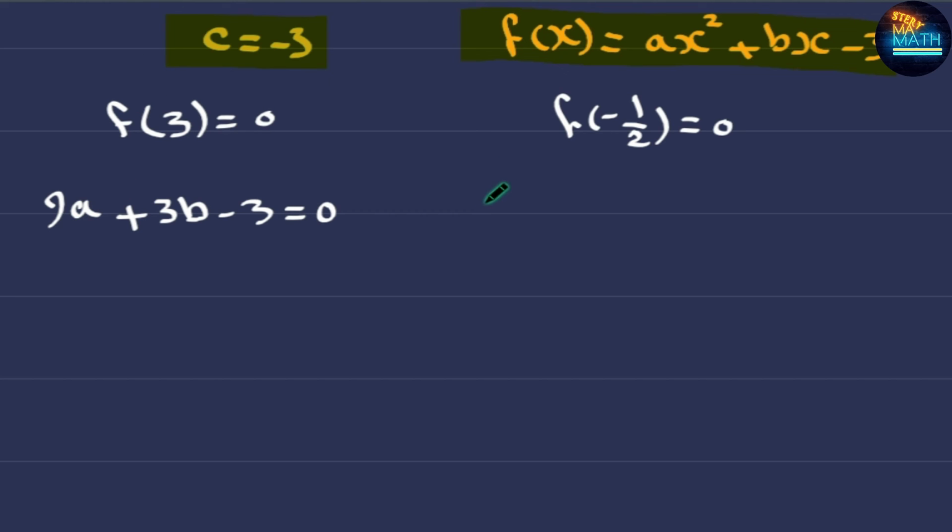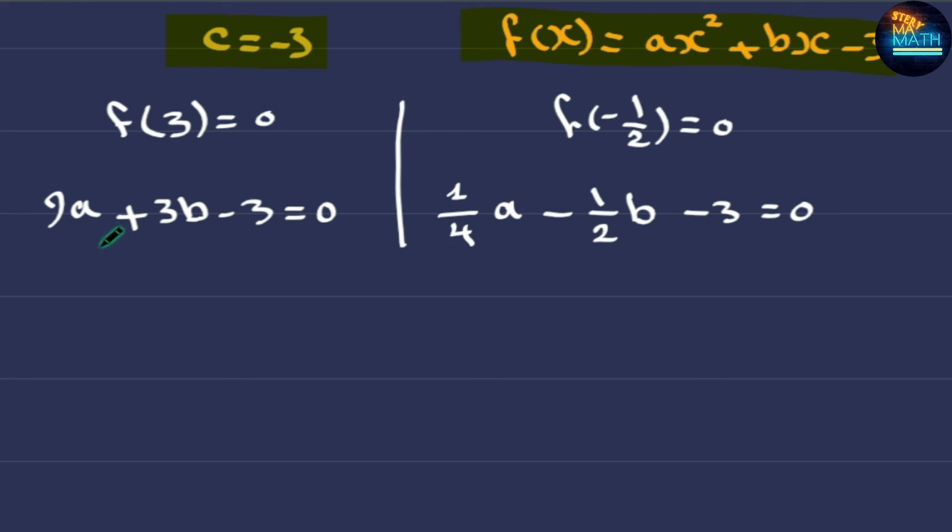And on the other side, f of negative 1/2 is equal to 0, substituting x with negative 1/2 in the function. So negative 1/2 all to the power of 2, which is 1 over 4, times a, which is 1 over 4a, plus b times x, and x here is negative 1/2. So negative 1/2 times b is negative 1/2 b, minus 3 is equal to 0.